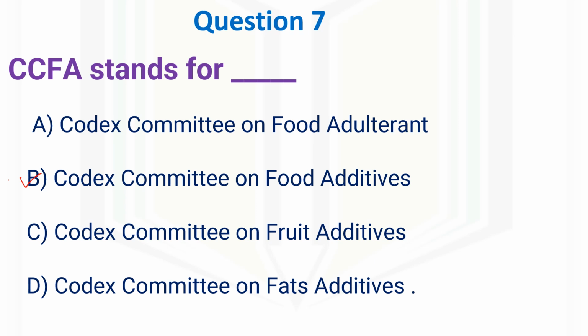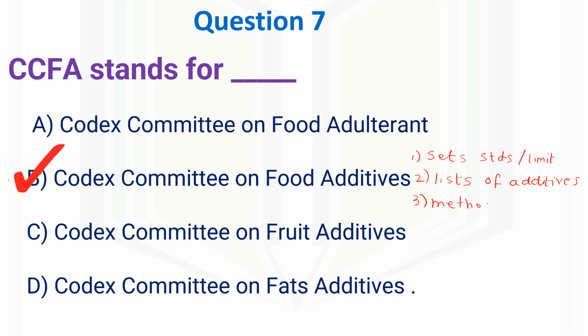So this is a branch of Codex and it deals with, firstly, it sets standards for the limits of how the additives have to be used. Secondly, it lists the additives. It prepares the list of additives. And thirdly, it develops the method of analysis for the additives. So here our correct option is option number B, Codex Committee on Food Additives.